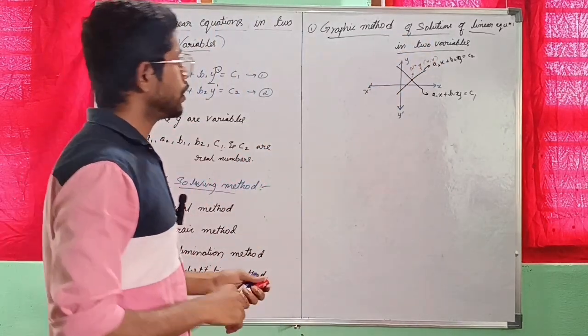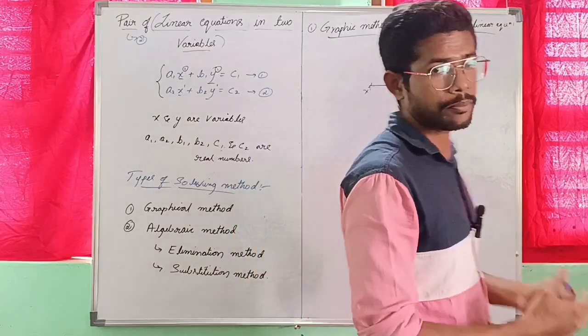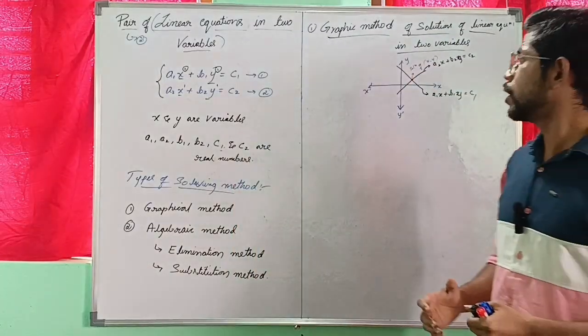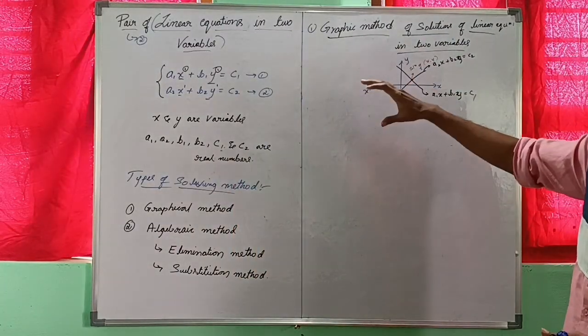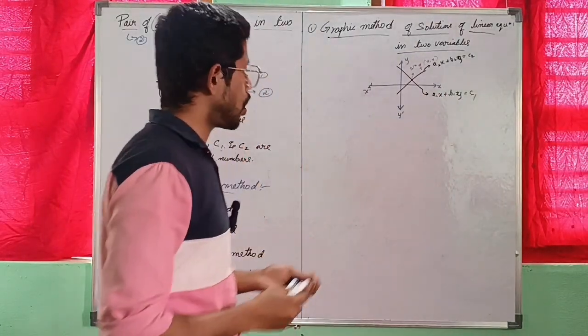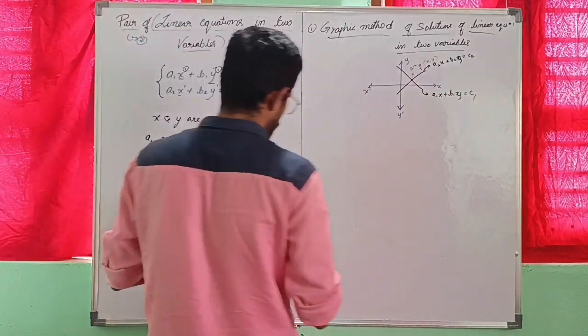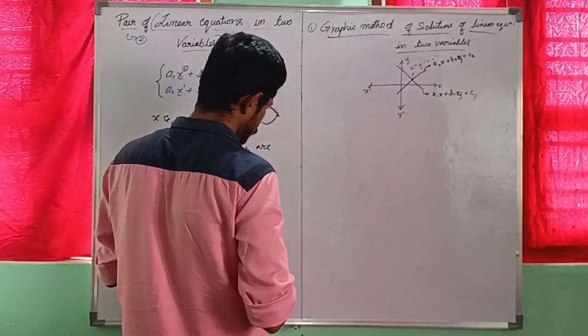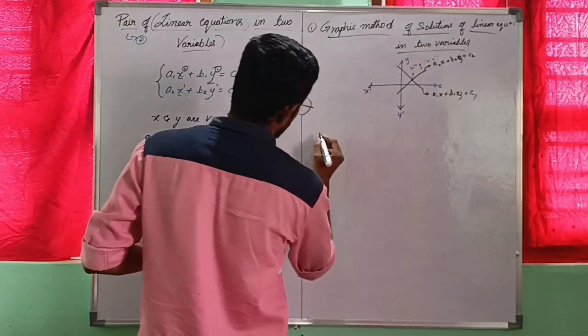Let us see the steps to follow to get the solutions for these linear equations in two variables. Those steps are: step 1.